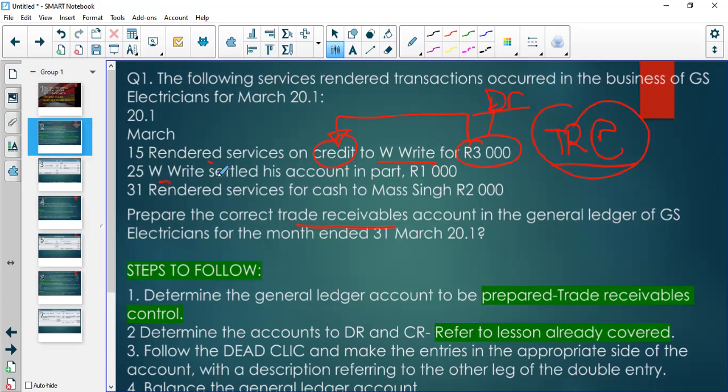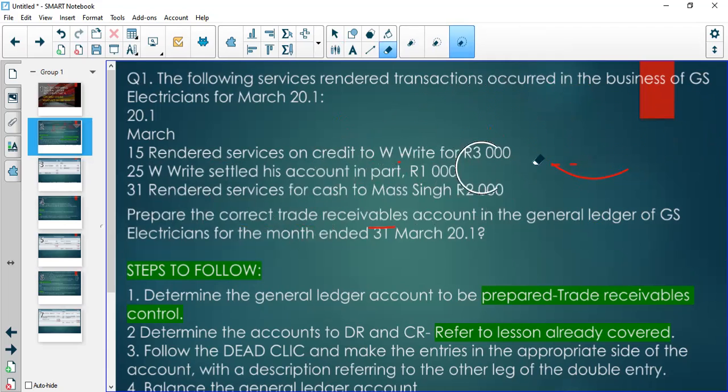Then this guy settled his account in part. So he just paid 1,000 rand. So we have to write that's 1,000 rand on the credit side as payment, right? But in this case, on the 31st, we rendered services for cash. Because we rendered services for cash, we're not going to record this in the trade receivables control. So for enrichment purposes, let us do the debit and credit on here, but then we later on go and prepare the trade receivables control. This is just for enrichment purposes.